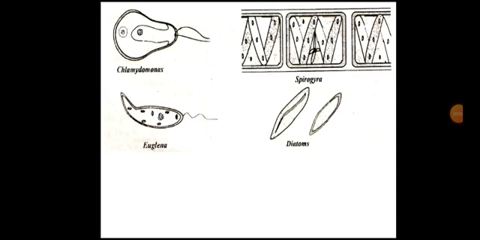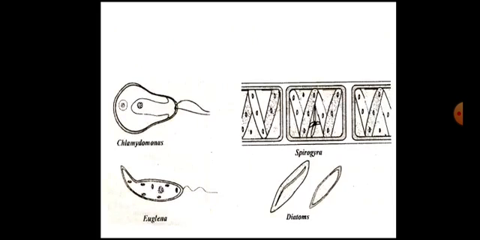Here are a few beautiful pictures of algae. You can see Chlamydomonas, Euglena, diatoms, Spirogyra.